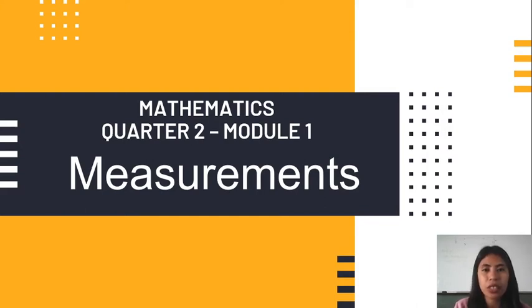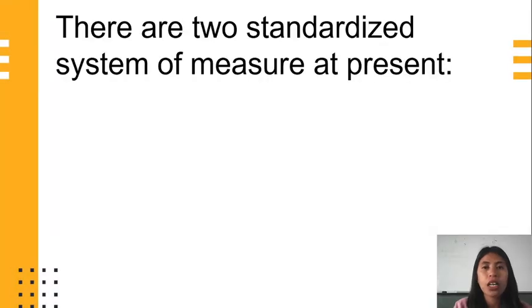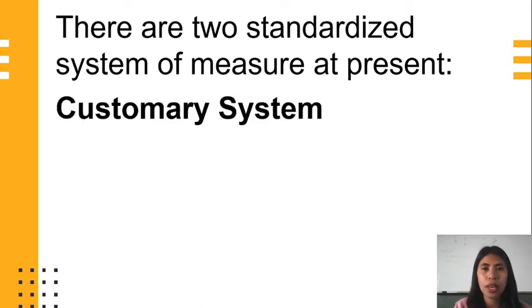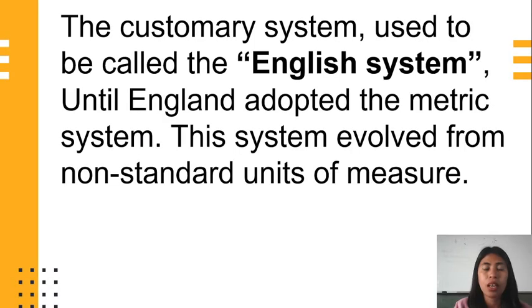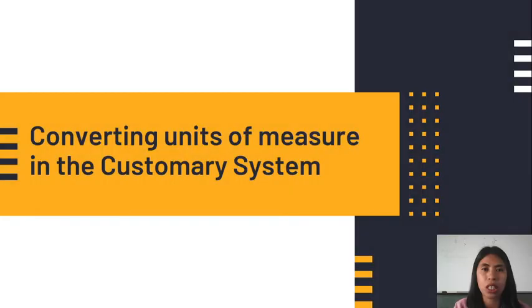I am Teacher John, and I will be discussing an introduction to measurements. There are two standardized systems of measure at present: the customary system and the metric system. The customary system used to be called the English system until England adopted the metric system. This system evolved from non-standard units of measure.